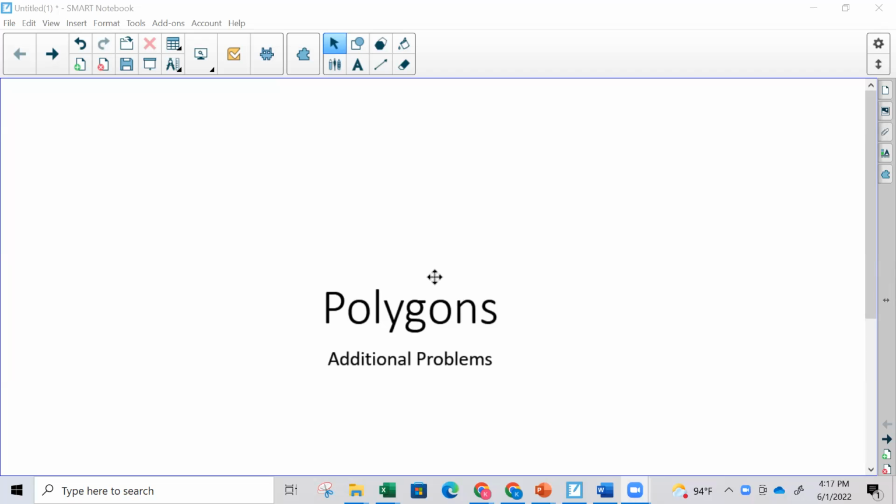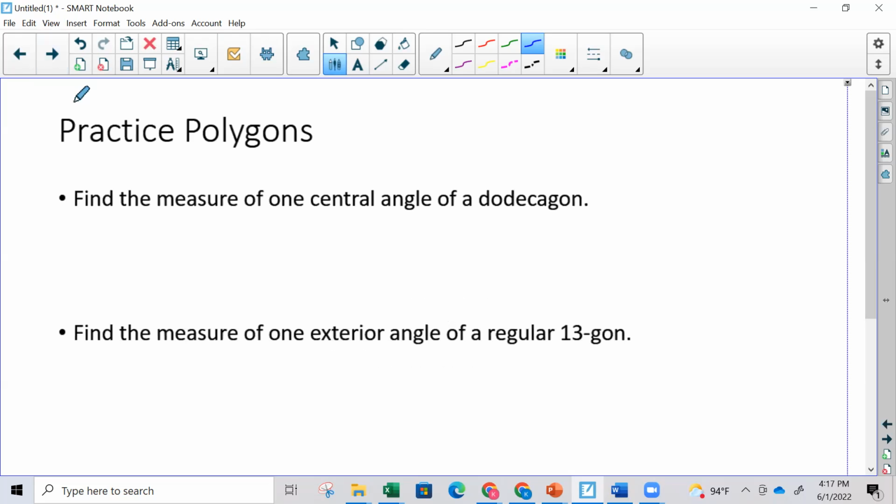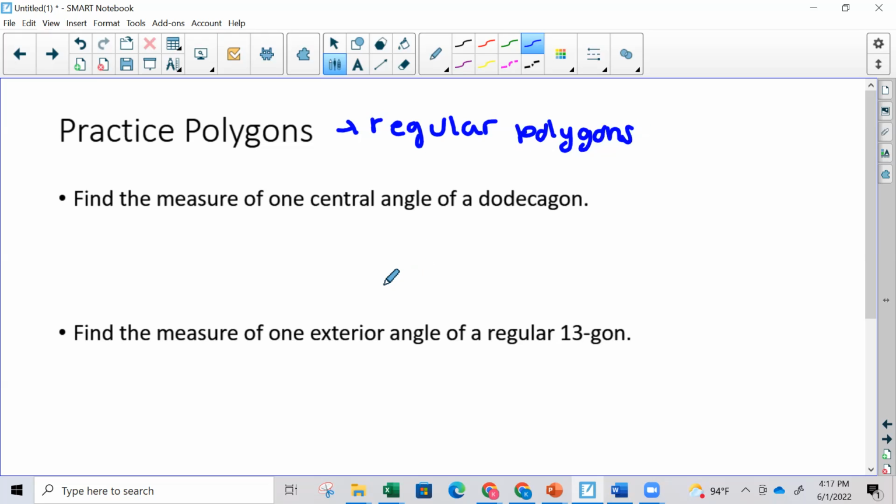So in this video, I'm going to show some examples of how to find the measure of angles and sides dealing with regular polygons. For all of these, they are going to be regular polygons. You can't find the measure of a single central angle or exterior angle or interior angle if it's not regular. They don't specifically say in these problems, but on the exam or on the homework, they should specify that it's a regular polygon.